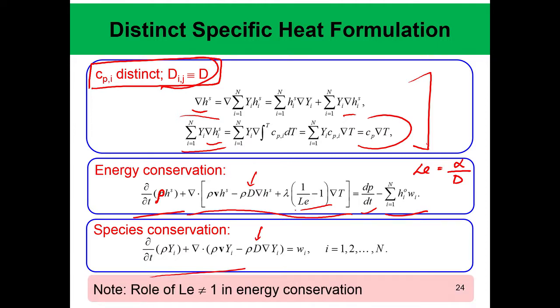Okay. So an interesting point to note is that this Lewis number comes up in the energy equation, which clearly tells us that if the Lewis number is not equal to 1, say for example the Lewis number is greater than 1, this term will be negative and it will act in one way, whereas if the Lewis number is less than 1, then this term will be positive and it will act in a different way. So the Lewis number can act as a source or sink in this energy equation, this Lewis number dependent term times gradient of T. Alright, so this is an interesting observation, that the Lewis number first shows up in the actual governing equations when you do the distinct specific heat formulation.